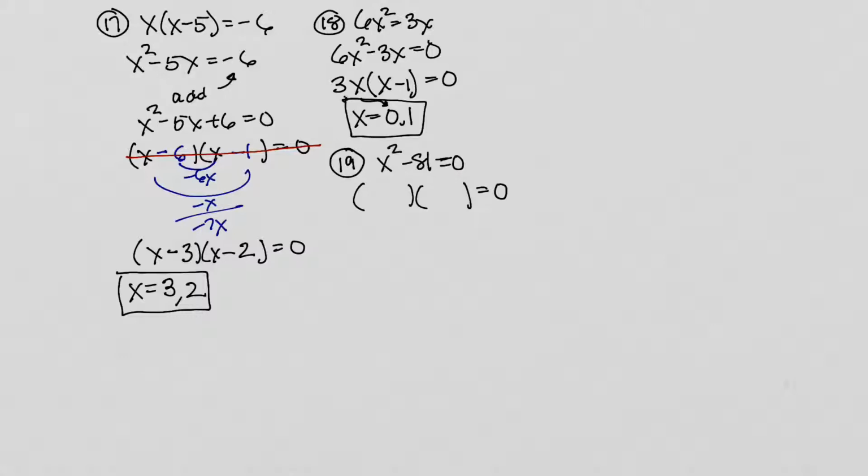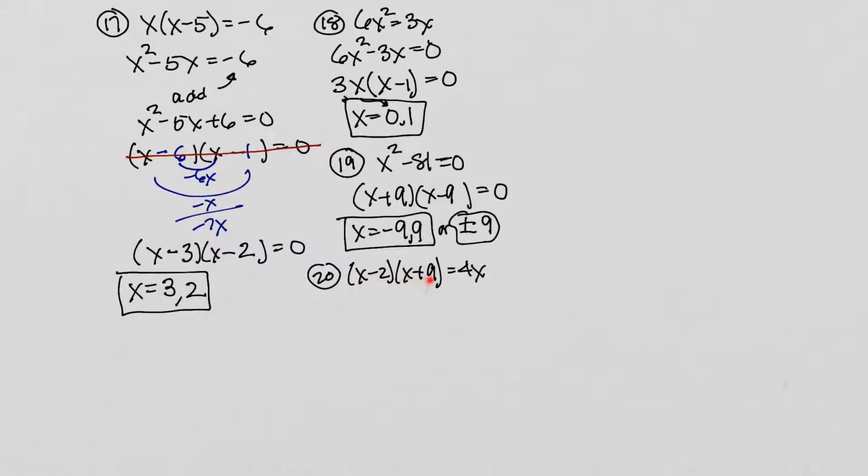So let's factor this. How about x and x, 9 and 9, one's plus, one's minus. We can read off our solution now as negative 9 and positive 9. Or if you like, you can use this notation, plus or minus 9.